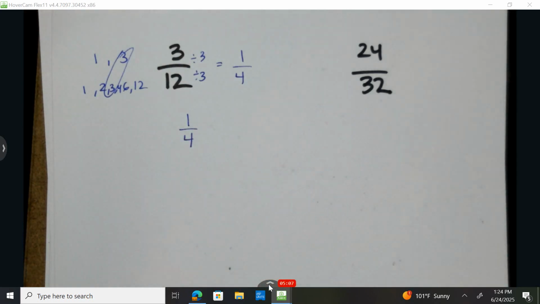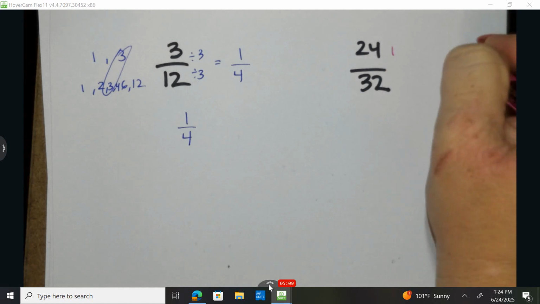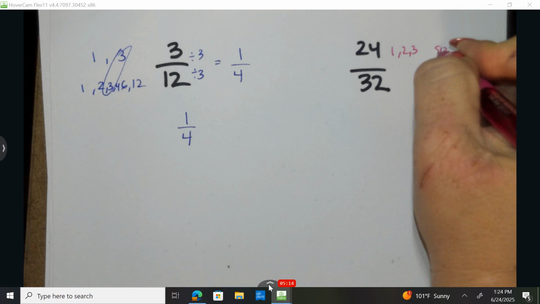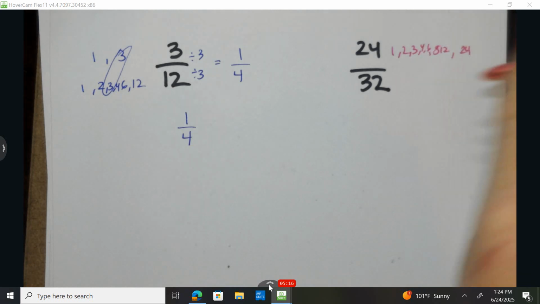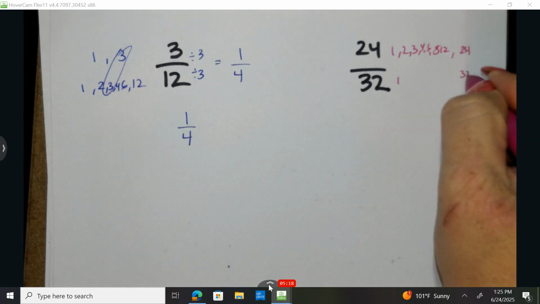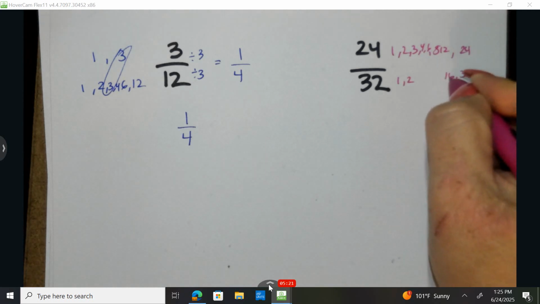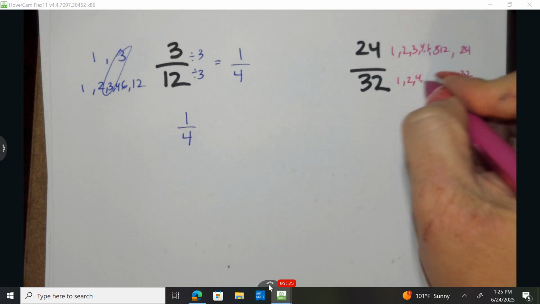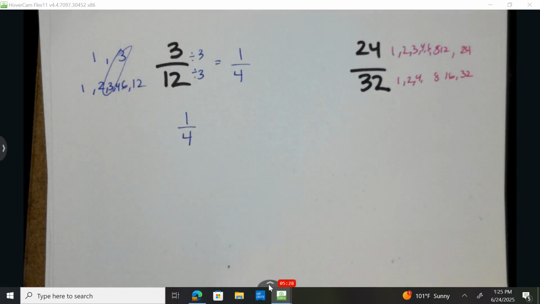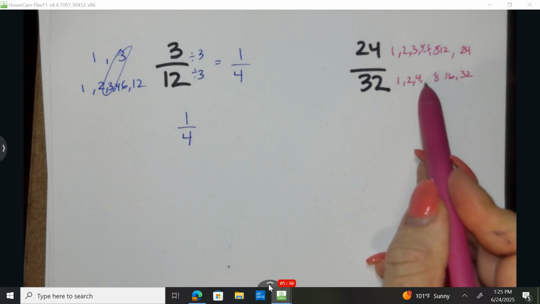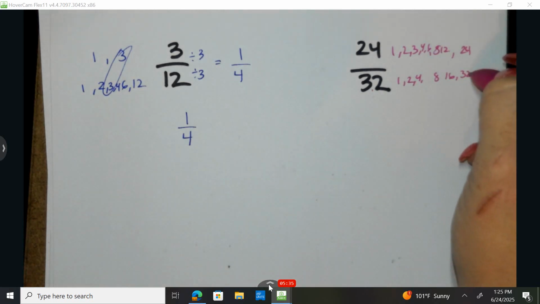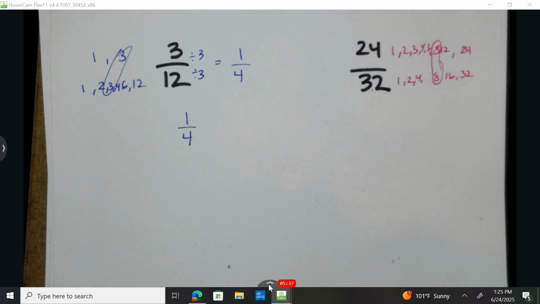On the right-hand side, I'm going to write down the factors of 24: 1 and 24, 2 and 12, 3 and 8, and 4 and 6. For the denominator, 1 and 32, 2 times 16, 3 does not evenly divide into 32, 4 times 8, 5 does not divide in, 6 does not divide in, and neither does 7. Okay, let's find the largest value, and I can see the largest value is going to be 8. So the GCF of 24 and 32 is 8.